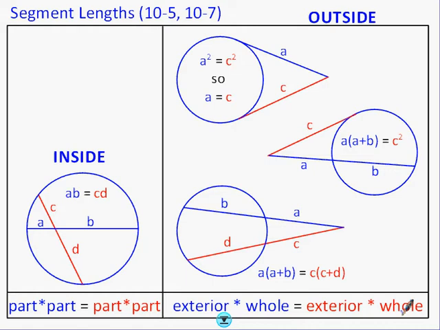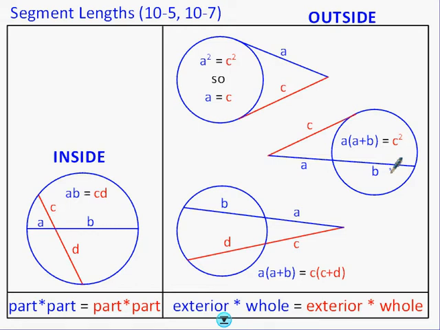It's very simple in the case of tangents. The exterior part for the blue segment is A. The whole thing is also A, so A squared equals C times C. And if you just take the square root of both sides, A is C. I call this the ice cream cone theorem because it looks like an ice cream cone sideways, and the 2 segments are congruent. Okay, what about if I have a tangent and a secant?